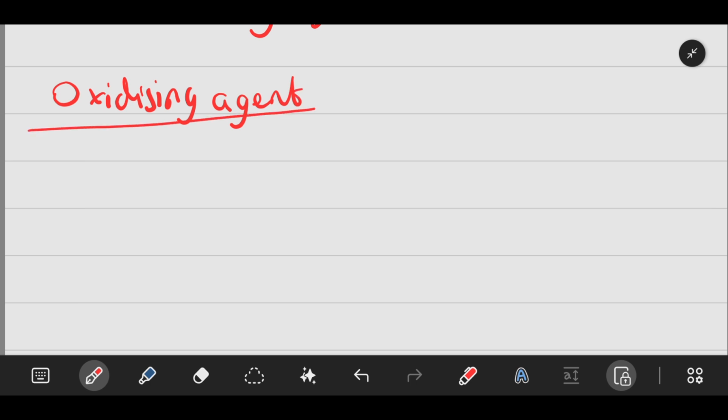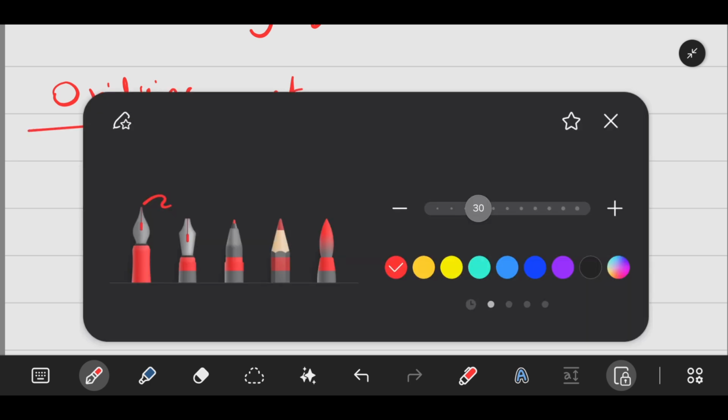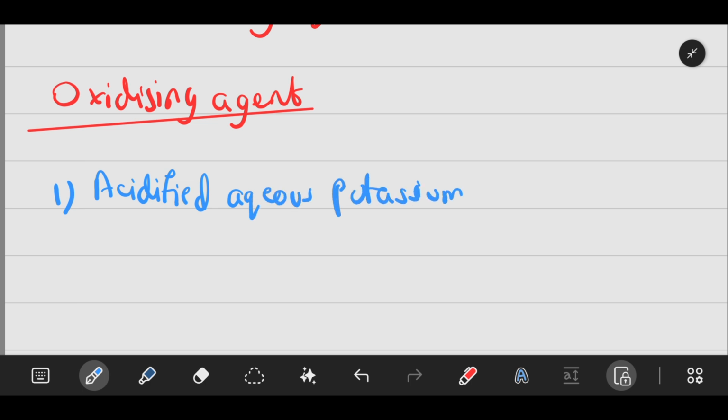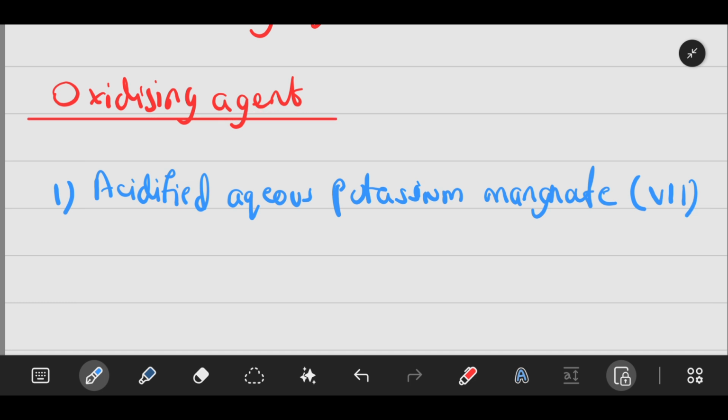So the first agent that we have is acidified aqueous potassium manganate 7. And the formula that we have to display all this is KMnO4.